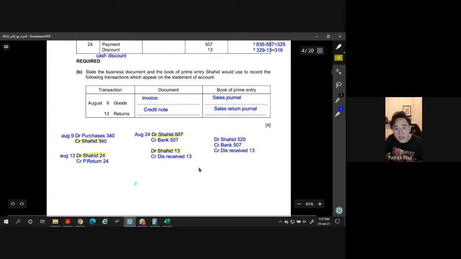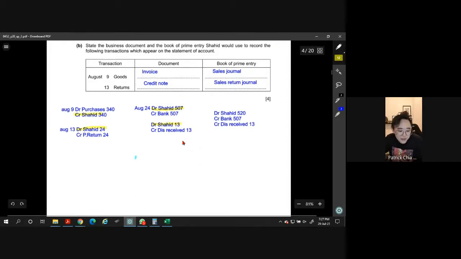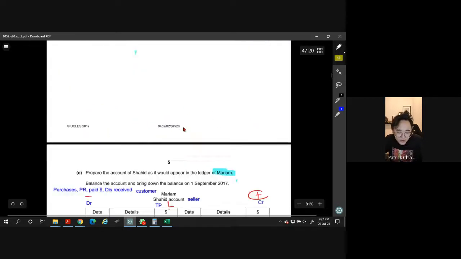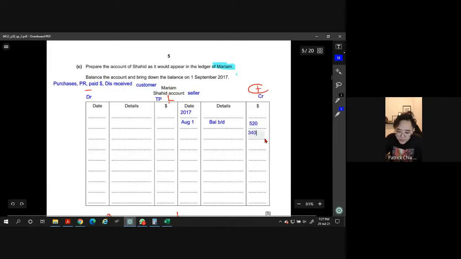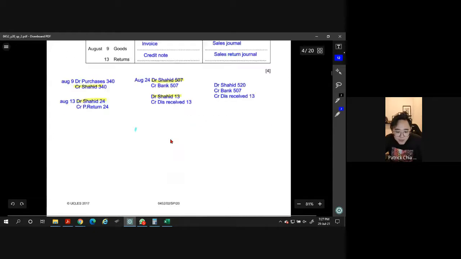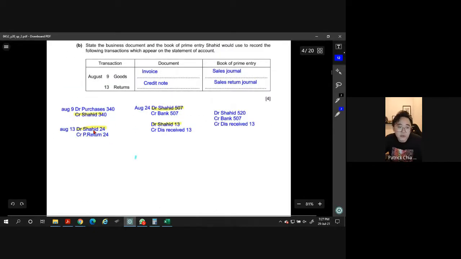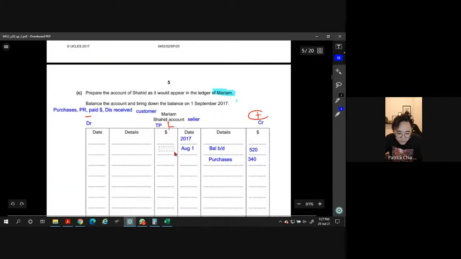Now you go back to the T accounts. CR Shahid on the right hand side, 340. Put down your 340 here. What do I write for details? Can I write Shahid again? No, it cannot be the same as the title. So this is purchases. Next we have the purchases return. So DR Shahid on the left hand side, $24 here, and details: purchases return.